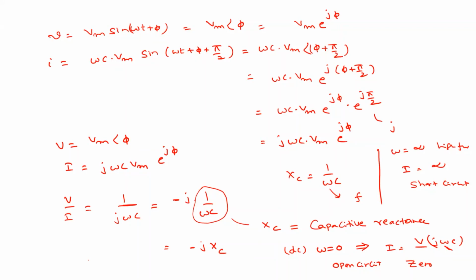The thing we need to understand is that if you have an inductor of value L, its equivalent is j omega L. If you have a capacitor of value C, its equivalent is minus j by omega C. So this is jXL and this is minus jXC. Clear?